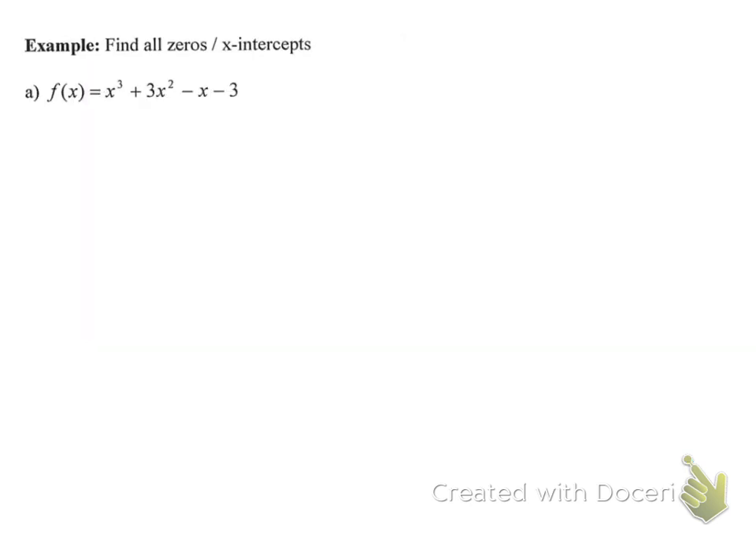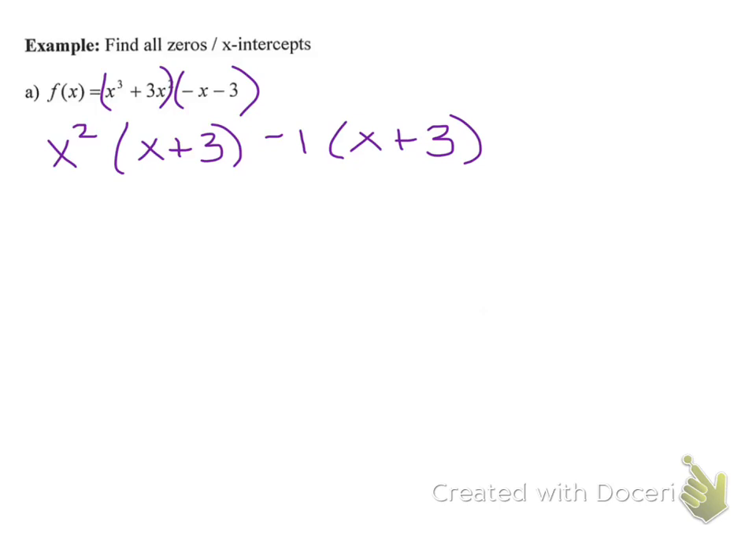All right, so our last example, they want you to find all the zeros or x-intercepts. So zeros, x-intercepts mean the same thing. So for this, we're going to factor by grouping. If you do the box, go ahead and put all 4 terms inside the box. So I'll take out an x squared, and I'm left with x plus 3. Over here, I'll take out a negative 1, and I'm left with an x plus 3. So this factors to be x squared minus 1 and an x plus 3.